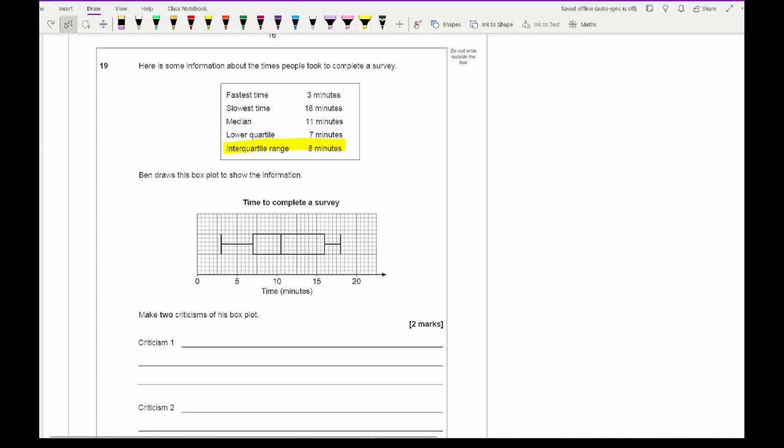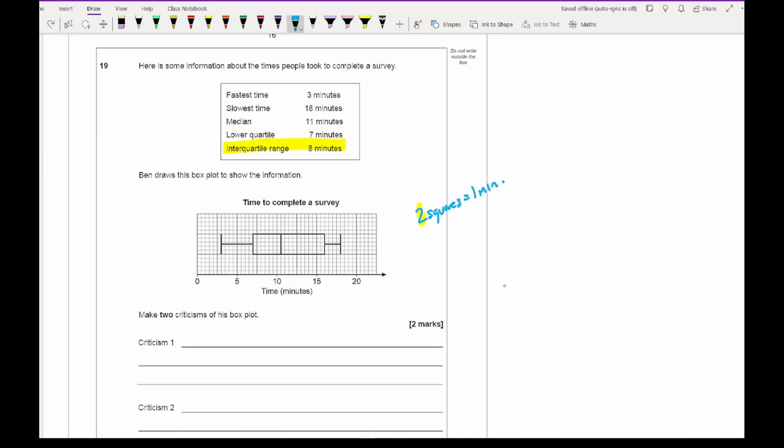But let's have a look in terms of the criticisms that we should have. Well, looking at this, let's just double check to make sure that everything is okay. So is the slowest time 18 minutes? Well, looking at that, it is. I'm not too keen on the scale that they're using, so every 2 squares equals 1 minute.